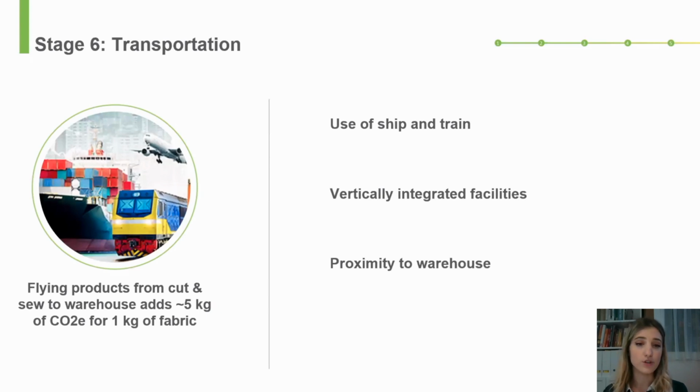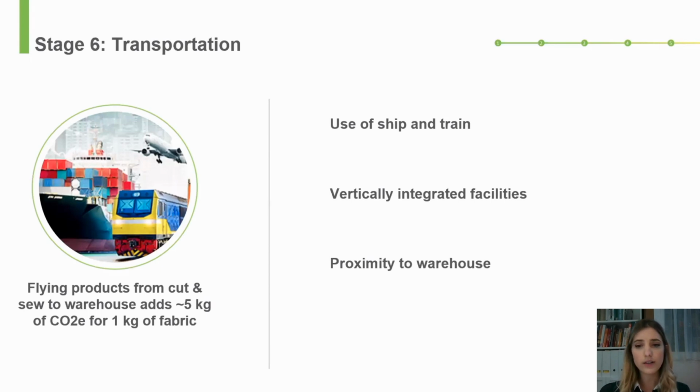So some main solutions here are using ship instead of air. Ship only adds less than half a kilogram of CO2 to your total footprint. And when possible, use train instead of truck for inland transportation. Now, I understand that sometimes it might not be possible for a brand to use ship versus air. But then try having your assembly geographically closer to your warehouse as a good alternative. This is particularly important if you're a smaller brand and can't yet book container ships.